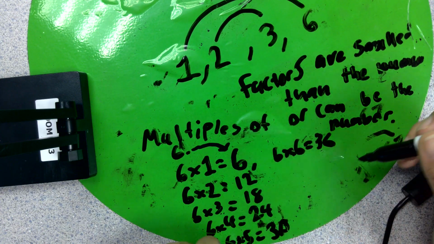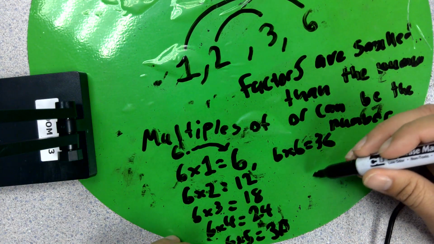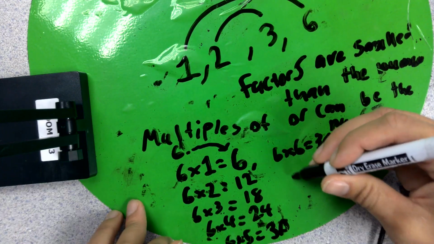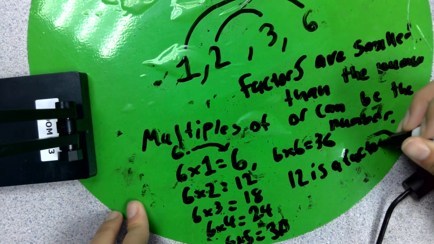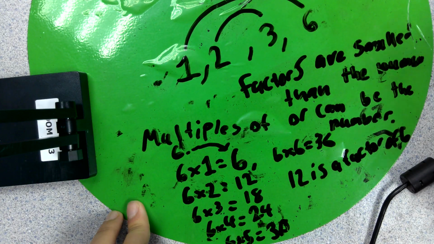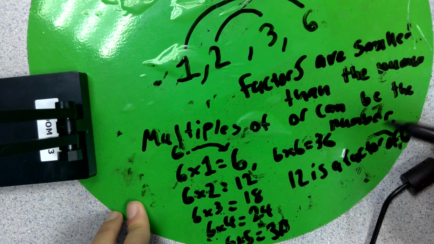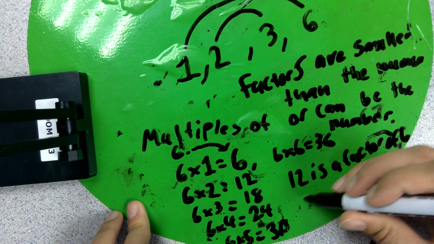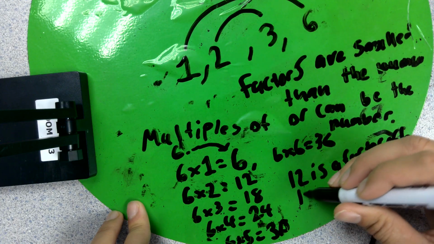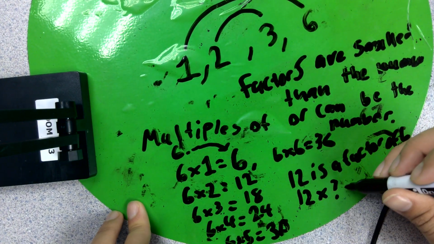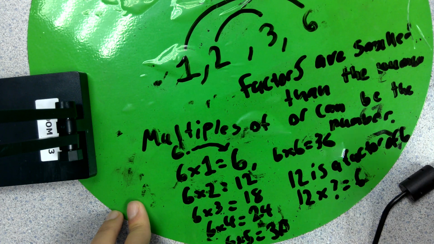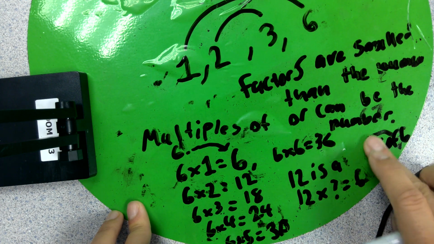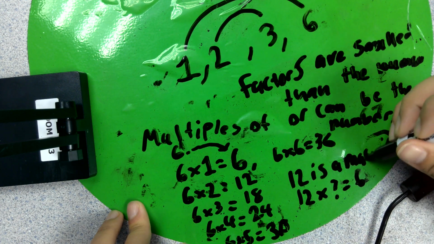So one thing that can be confusing is sometimes people might say, oh yeah, 12 is a factor of 6. And that is not true. It's the opposite way around, because if we're saying 12 is a factor, we're saying 12 times a number equals 6, and we already know 12 is a lot more than 6. So 12 is not a factor, it's a multiple of 6.